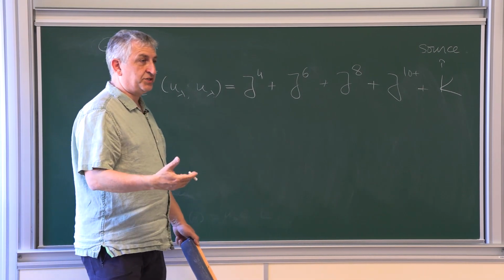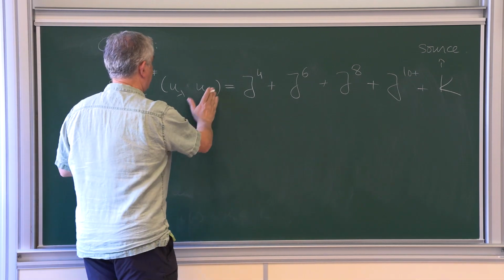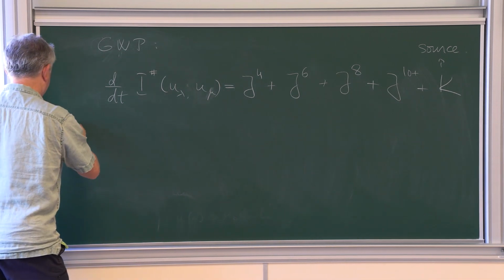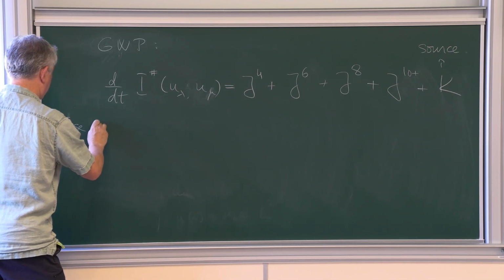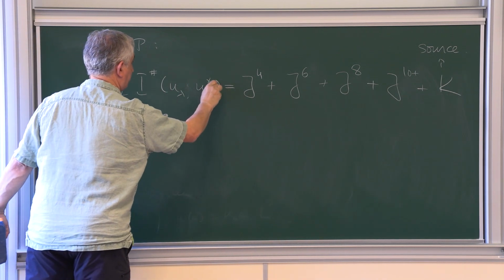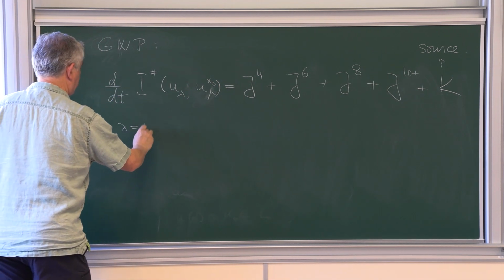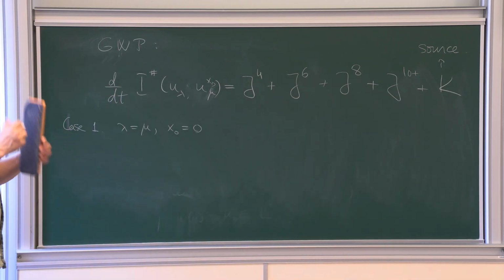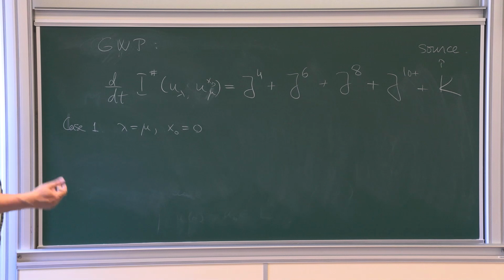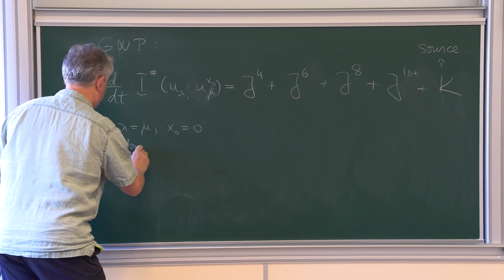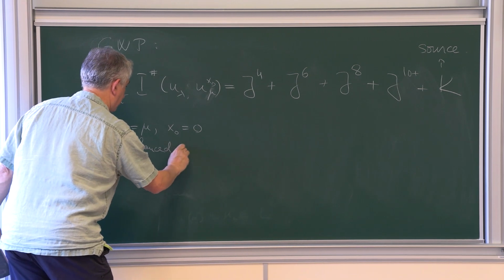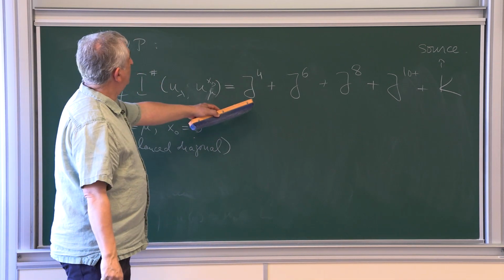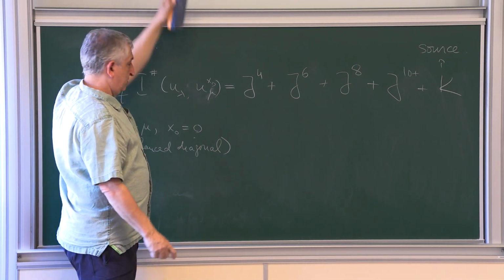And now the interesting question is, what happens here? Maybe let me put here u mu for now. And the most interesting case, so case 1, and also put x0 in here. Lambda is equal to mu, and x0 is equal to 0. This is the diagonal case, the balanced diagonal case. Then J4 is as before.